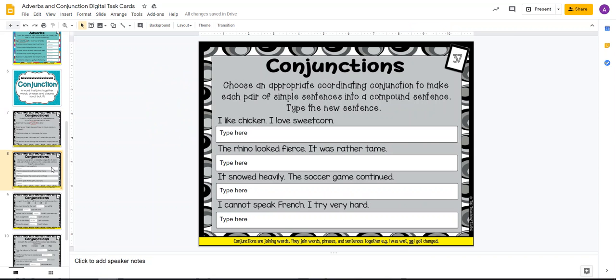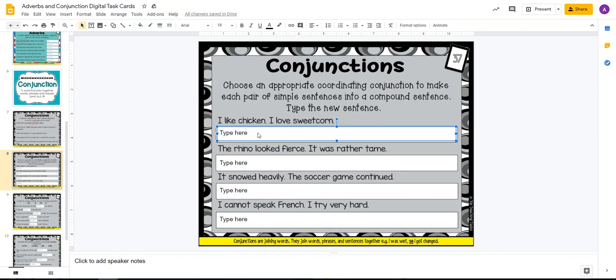Let's go to slide 8. Choose an appropriate coordinating conjunction to make each pair of simple sentences into a compound sentence. Type the new sentence. What we're talking about is a compound sentence. It's a longer, more advanced sentence. So here are two sentences: "I like chicken. I love sweet corn." We have to make this into one compound sentence, or just one sentence. But you're not going to just delete the period. You have to add a conjunction.